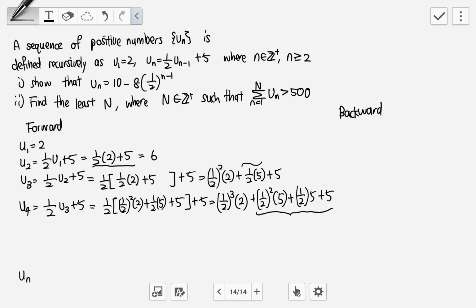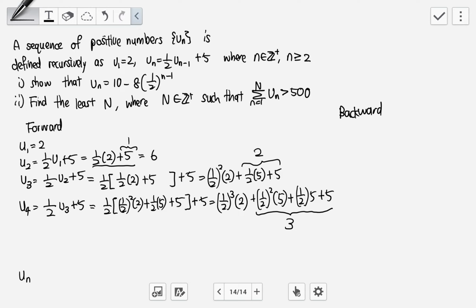Just now was 2 terms. First time was 1 term, then 2 terms, and now we have 3 terms. This term is by itself. You see, this term is by itself. It has no relationship to the 5s. It's the 2. So this term is always by itself.